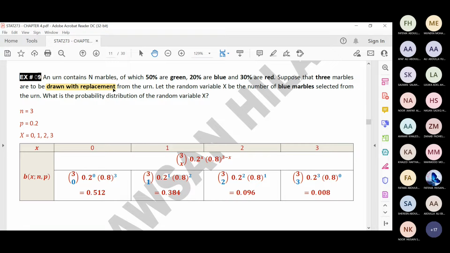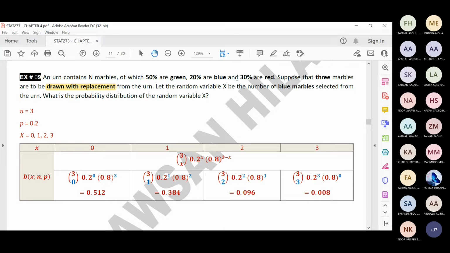If you draw and don't put it back, this is called something else. We will learn it later on. It's called hypergeometric. When you take something and return it back, it means that you will not change the probabilities. If I said you have 30% red, when you draw one red, of course that percentage will change, but when I ask you to return it back, that percentage will be fixed.